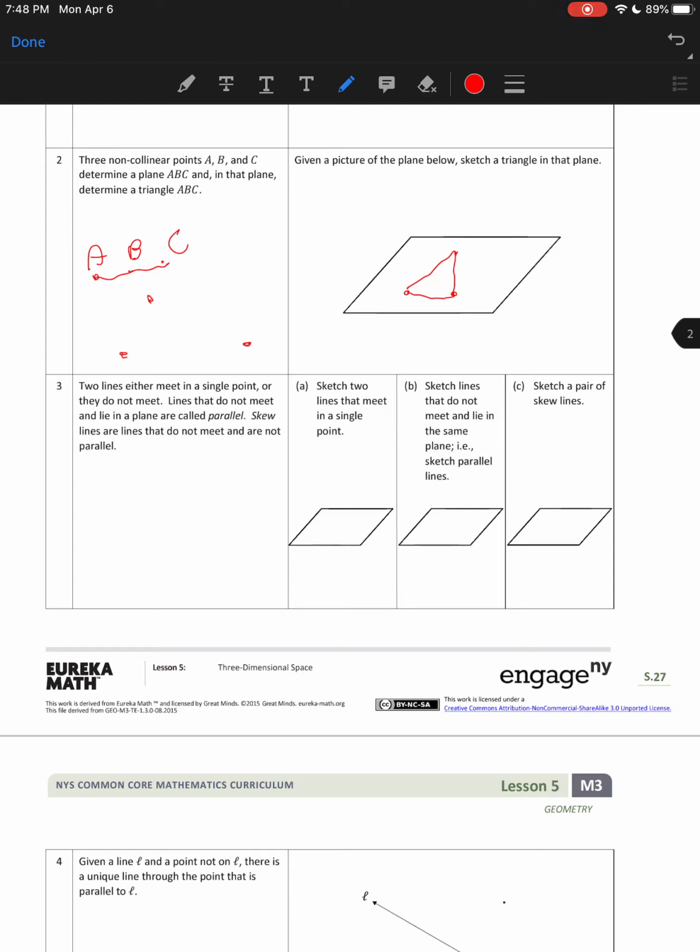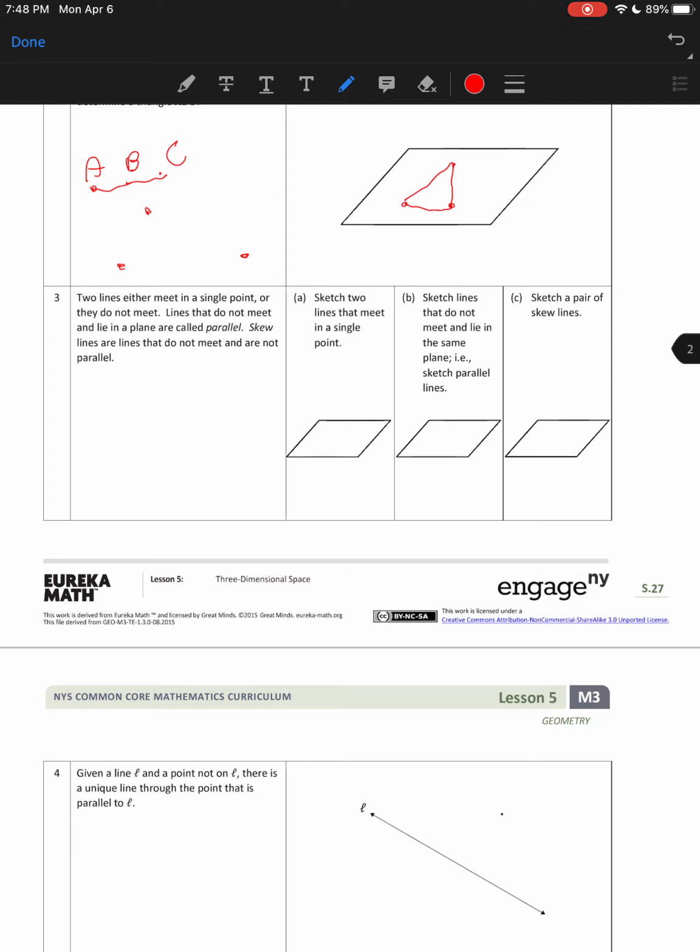Let's see. And lastly, we'll do number 3 here. So 2 lines either meet in a single point or they do not meet. Lines that do not meet and lie in a plane are called parallel. Skew lines are lines that do not meet and are not parallel. So this is an important concept here. Let's take a look at these examples. This will help you guys understand that concept.